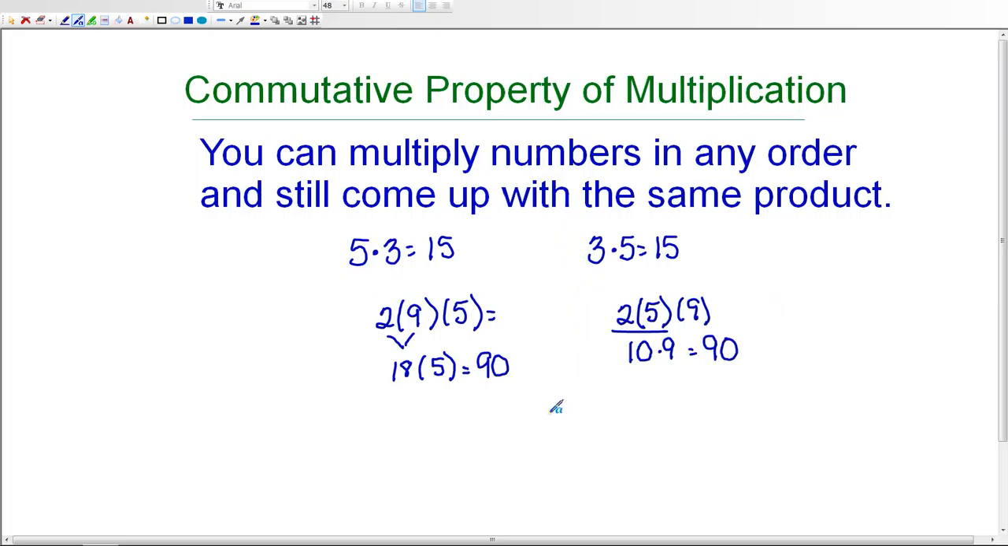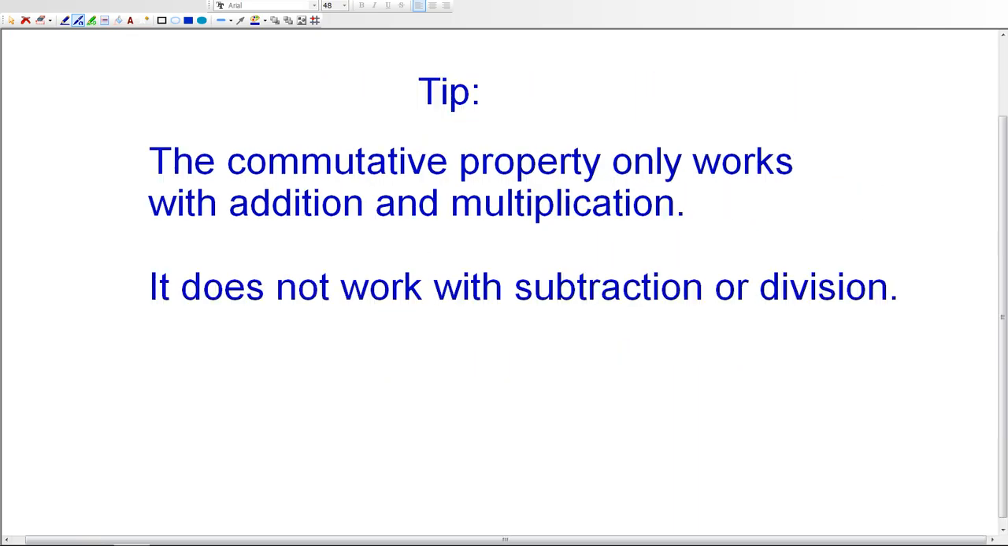So again, the commutative property says that you can multiply or add numbers in any order and still come up with the same product. So the main thing that you have to remember is that the commutative property only works with addition and multiplication. It does not work with subtraction or division. And you might say, well, why is that? Well, just do a sample problem and see.